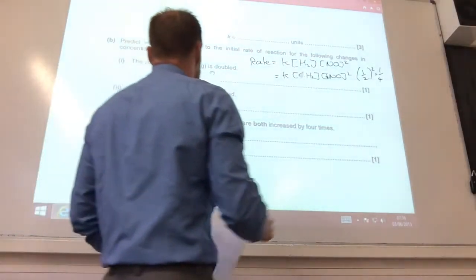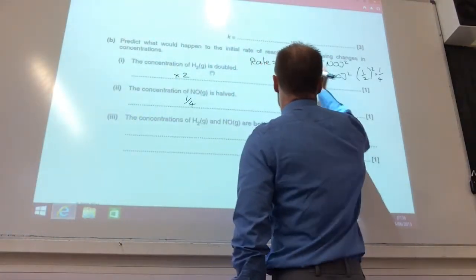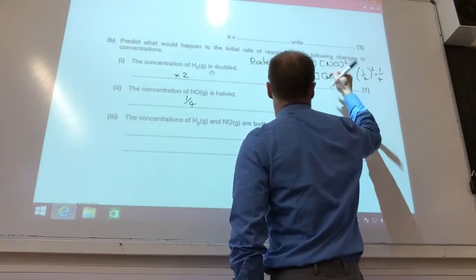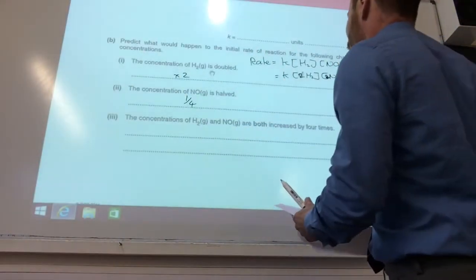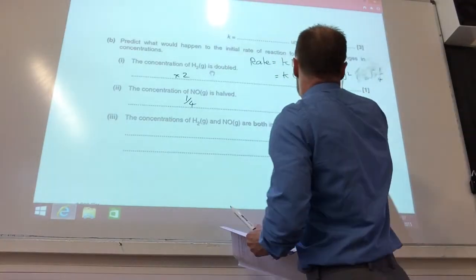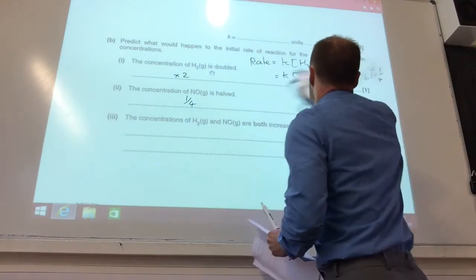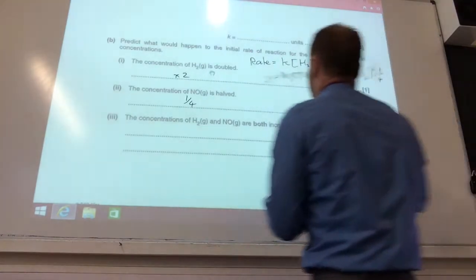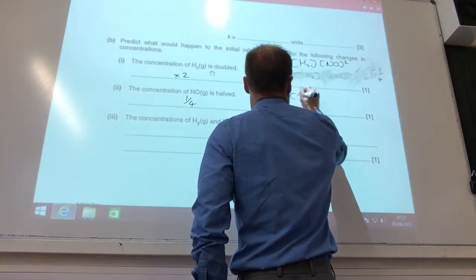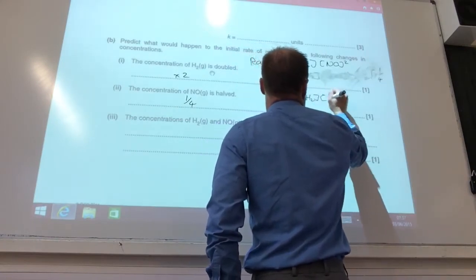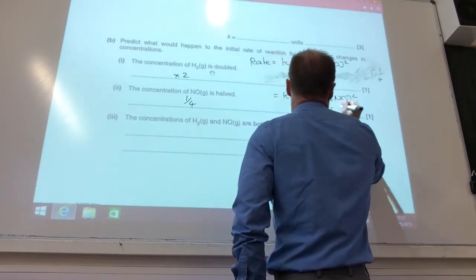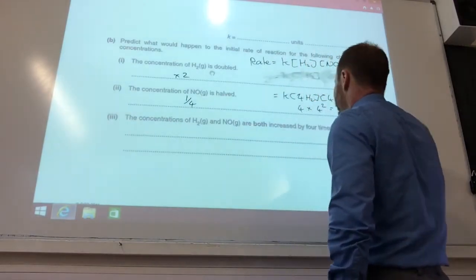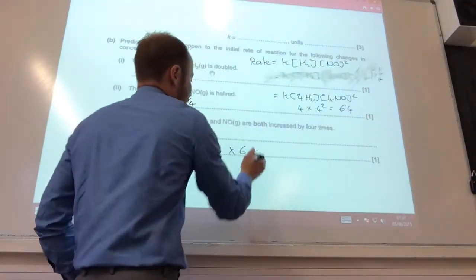And then finally, I increase the concentration of H2 by 2 and the concentration of NO by 2. What's going to happen? Oh no, sorry. If I increase that by 4 and that by 4, let's change that. So it becomes k, 4 H2 and 4 NO squared, which is going to be 4 times 4 squared. So 4 times 4 times 4 is 64. So it would go up by 64.